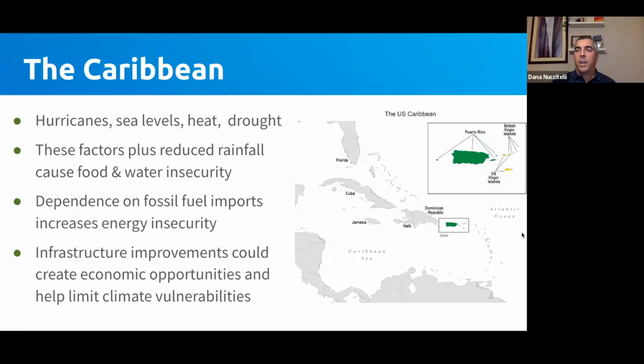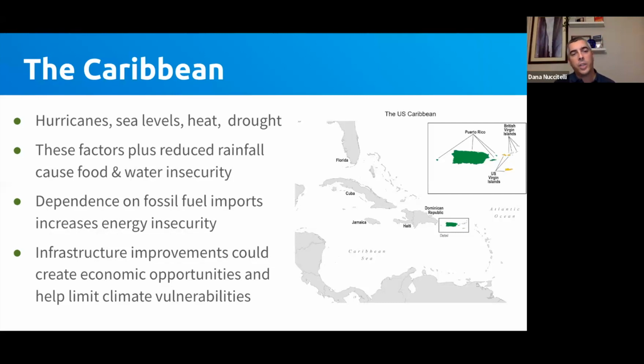And then I think the last region we're going to look at is the Caribbean, specifically looking at Puerto Rico and the Virgin Islands. So here, of course, they have to worry about hurricanes and sea level rise, also extreme heat and extreme droughts. So those factors and also reduced rainfall can cause food and water insecurity in these islands. They're also quite dependent on fossil fuel imports, which creates a lot of energy insecurity.